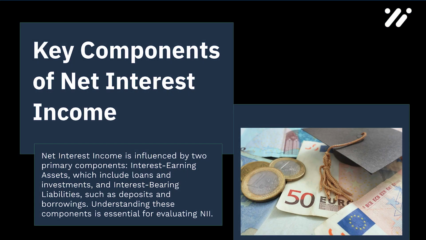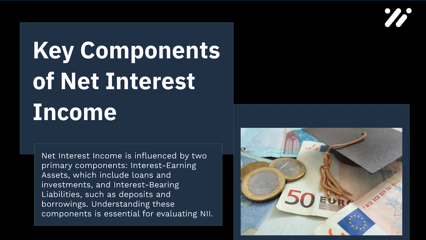Moving to the key components of net interest income: interest-earning assets. This consists of loans issued to individuals or businesses, investments in bonds, securities, and other fixed-income instruments, and other financial instruments that generate interest income. Then, interest-bearing liabilities. This consists of deposits held by customers such as savings accounts and fixed deposits, borrowings from other institutions or the central bank, and other liabilities on which interest is paid.